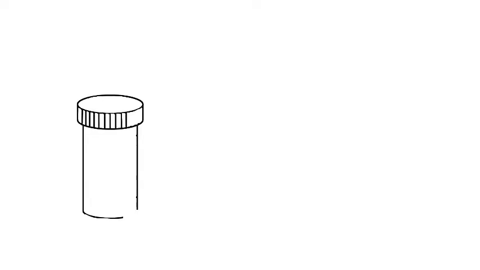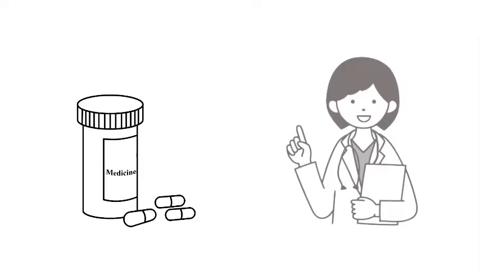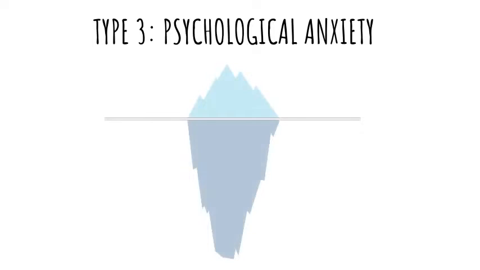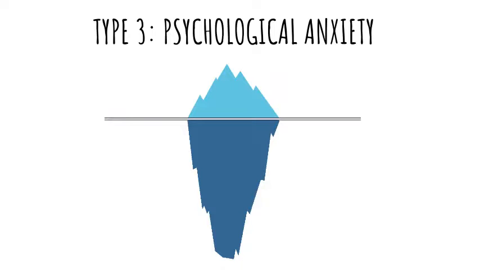When medication is warranted, I recommend that before jumping to see a psychiatrist, a patient first sees their primary care physician to rule out hyperthyroidism or other medical conditions that can produce elevated arousal. Type 3. Psychological anxiety. The third type of anxiety is called psychological anxiety because it is linked to psychological factors, both within our conscious awareness and also our unconscious.